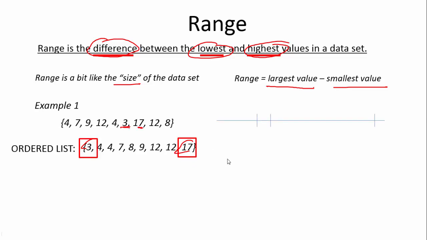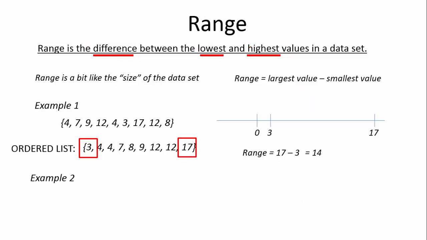I'm going to just show you this. You might be able to work this out very easily as 17 minus 3. But on our number line, we have 0, we have 3, and we have 17. So range is the size of this gap between 3 and 17. And you can probably quite easily work it out that it's 17 minus 3, which is equal to 14. Okay, let's now look at example 2.